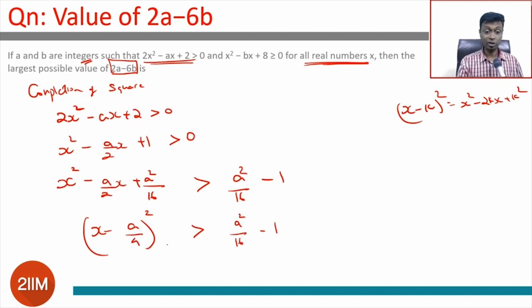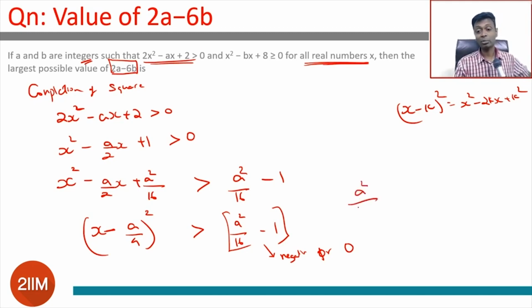Now remember, this is always true. This will always be true only if this is negative or 0. Right? So this always holds good. That means this expression has to be negative or 0. X minus a by 4 whole squared is greater than 4 will not always hold good. X minus a by 4 whole squared is greater than minus 3 will always hold good. Or a squared by 16 minus 1 should be less than 0.